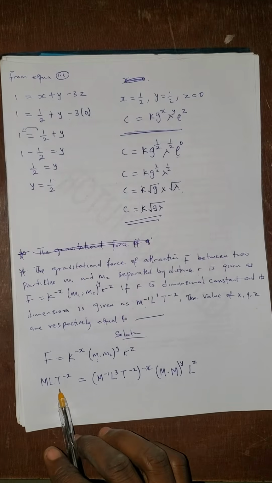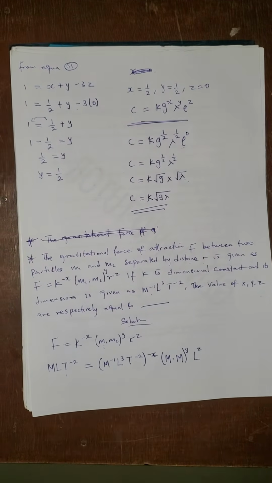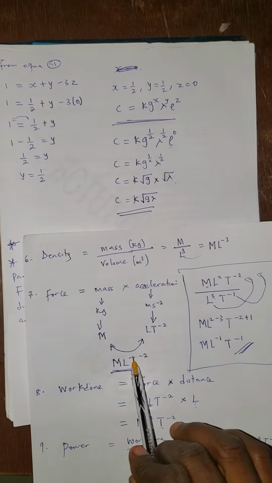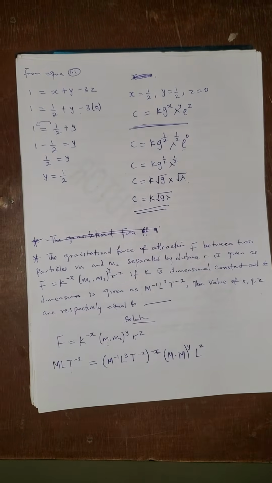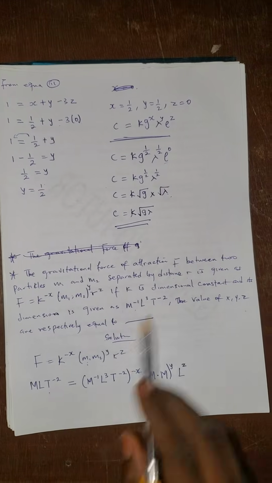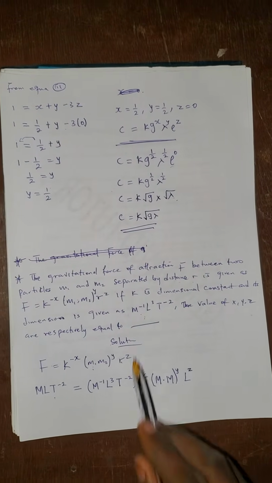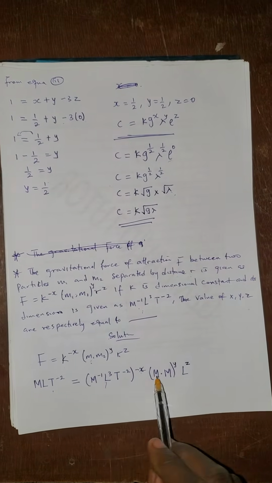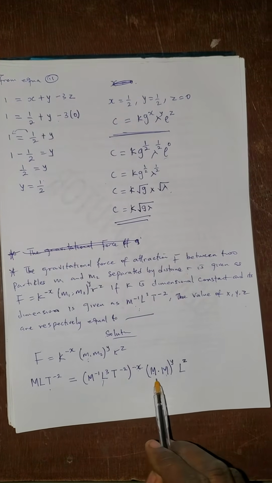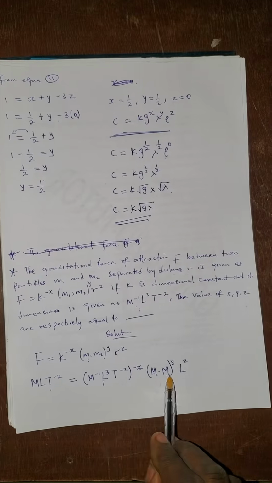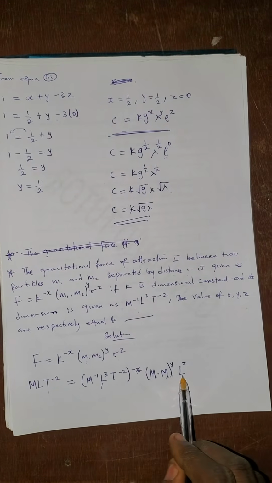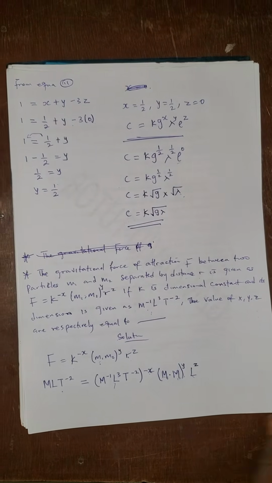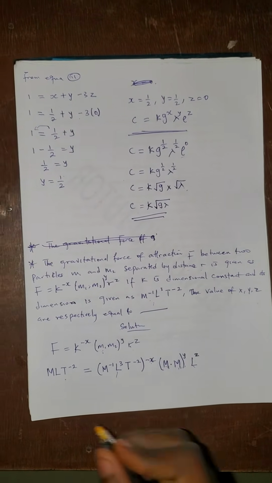So the dimension for force is MLT raised to power minus 2. Don't forget, I explained force to you when we were talking about this. Now, the dimension for K we are given in the question, and this is it. We insert it, but it's raised to power minus X. Dimension for mass is capital M, so we have the first M and the second M, and dimension for distance R is capital L. Now let us open this.